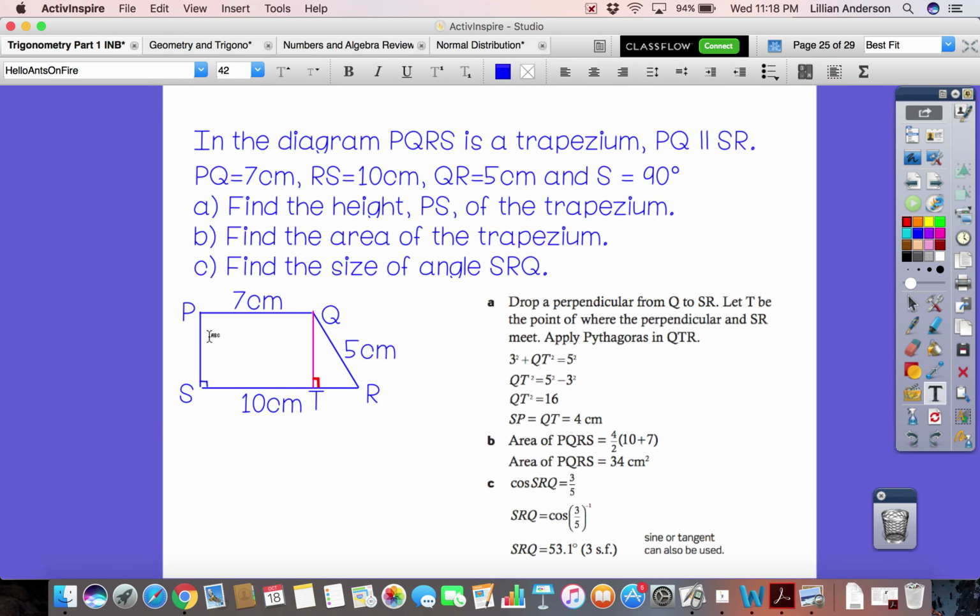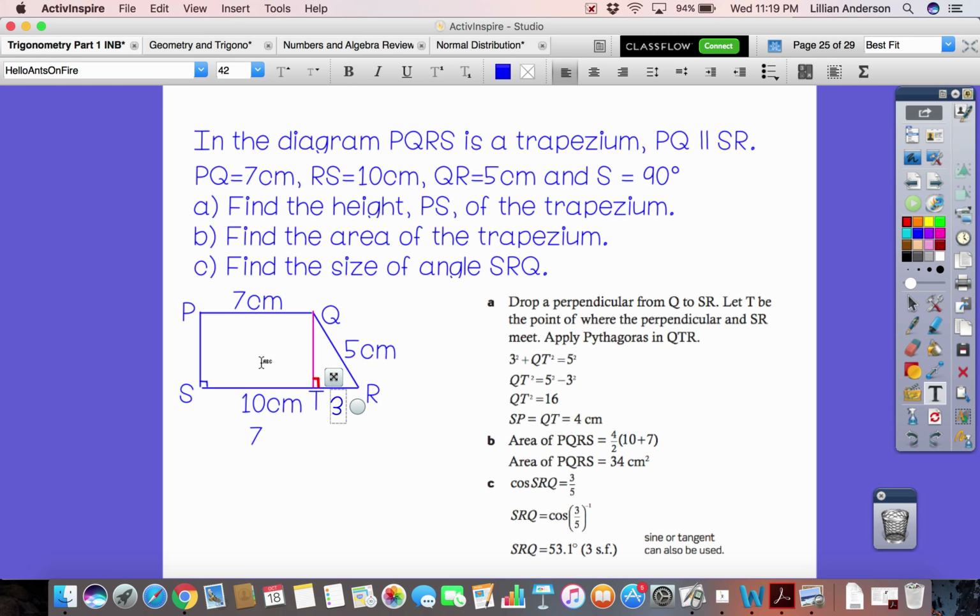But just like before, from S to T is going to be 7 centimeters. So then from T to R, that would be 3 centimeters. So then to find your height, you would just use Pythagorean Theorem. As you can see over here, you have your hypotenuse. 3 is one of your legs. You're looking for another leg. And you'll end up getting that QT, which is PS, is 4 centimeters.